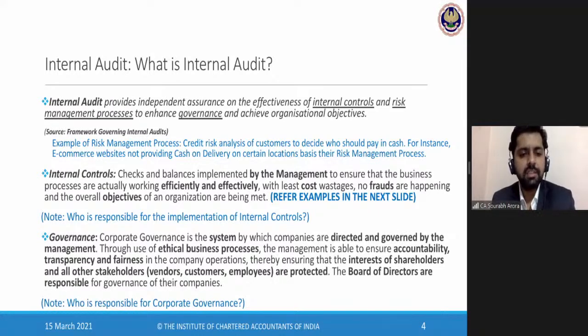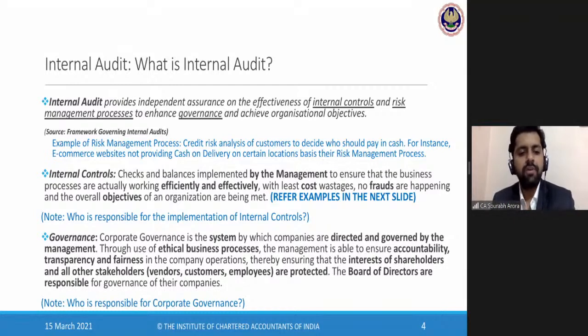Third point is governance. So many students get confused with the definition of governance or even with the meaning of governance. Please understand this concept very clearly. Corporate governance is the system by which companies are directed and governed by the management. Through use of ethical business processes, the management is able to ensure accountability, transparency, and fairness in the company operations, thereby ensuring that the interests of shareholders and all other stakeholders are protected. Who are all other stakeholders? Vendors, customers, employees, government.